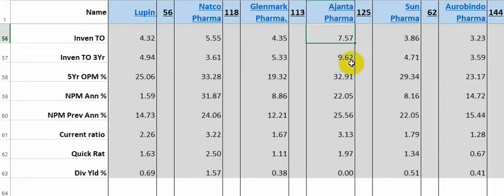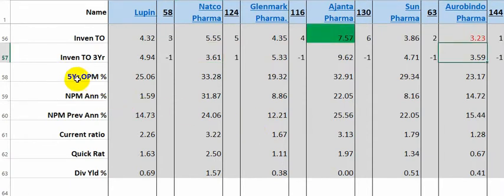So here we want to look for a higher turnover than where it was 3 years back. Most of these companies, like Natco, have managed to increase their current inventory turnover from 3 years back. Glenmark has managed to stay very near to where it was 3 years back. Ajanta Pharma has fallen from 9 times its inventory turnover to 7 times. Most of the companies have managed to keep the inventory and sales ratio at the same levels.